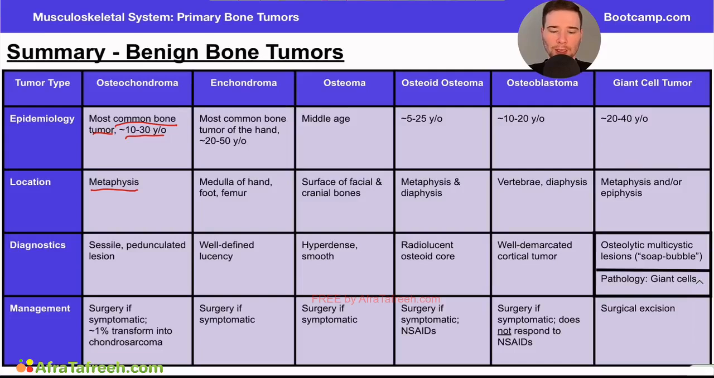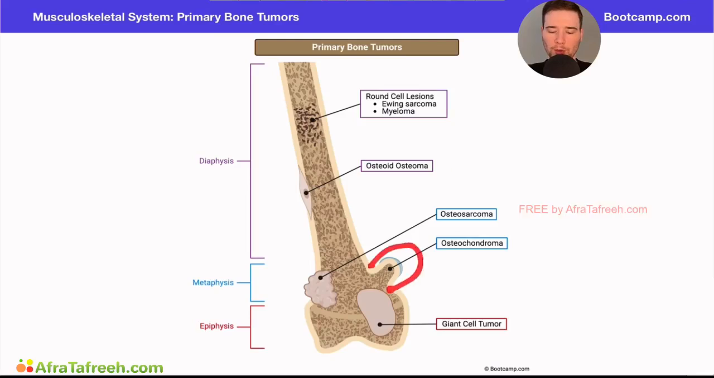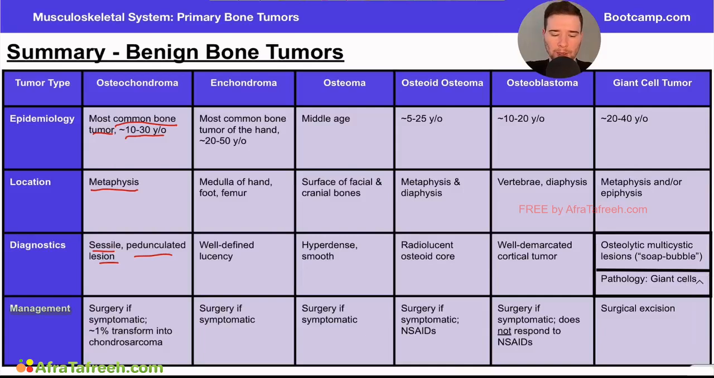From a diagnostics perspective, this tumor is most likely to show up as a sessile or pedunculated lesion. Again, if we draw our attention to our image, we can see this kind of pedunculated bony growth with the cartilaginous cap growing out of the bone itself. Now, when we think about the management here, these patients do not necessarily need surgery. It's only if symptomatic. However, key point for this tumor is about 1% of them can transform into a chondrosarcoma. And if you recall from previous videos in the chapter, a chondrosarcoma is a type of malignant bone tumor that would need more aggressive therapy. So important to keep in mind, osteochondroma is benign in and of itself, but about 1% can actually turn into a malignant form called a chondrosarcoma.